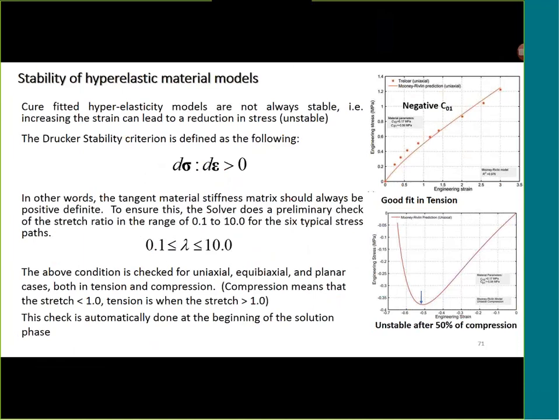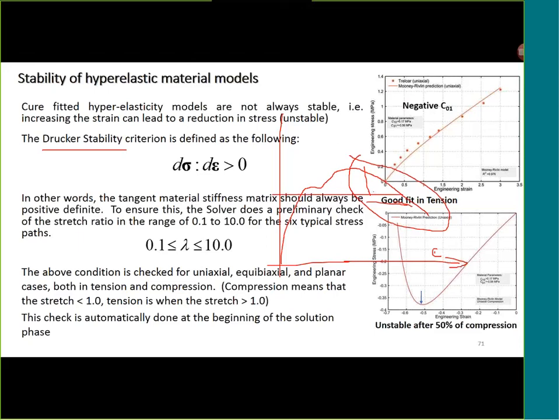Another important criterion is the stability criterion. Typically it's called the Drucker stability criterion. Rather than me explaining this in mathematical terms, let me try to put it in a physical way. For any finite element model to work, as the strain increases, the stress needs to be increasing. Even in metal, we cannot capture the stress strain curve in this portion, because in this region, as the strain is increasing, your stress value is coming down from this value to this one. We cannot capture this. This is called negative slope.